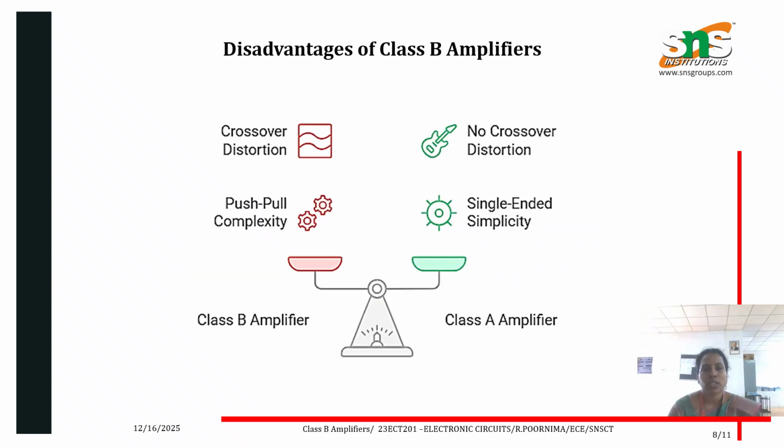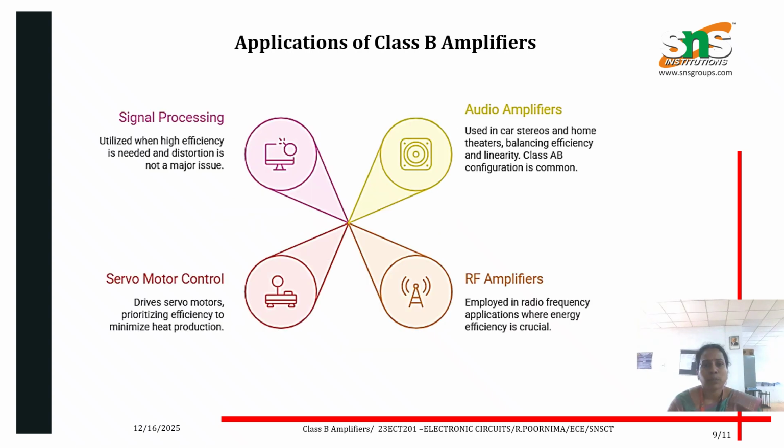Some disadvantages are crossover distortion and complexity. The distortion present in the output of the Class B amplifier is known as crossover distortion. It occurs because the transistor is off during the switching period from on to off. This is to be avoided. What are the applications of Class B amplifiers? It is used in high efficiency amplifiers like signal processing, audio amplifiers and radio frequency amplifiers, and servo motor control.